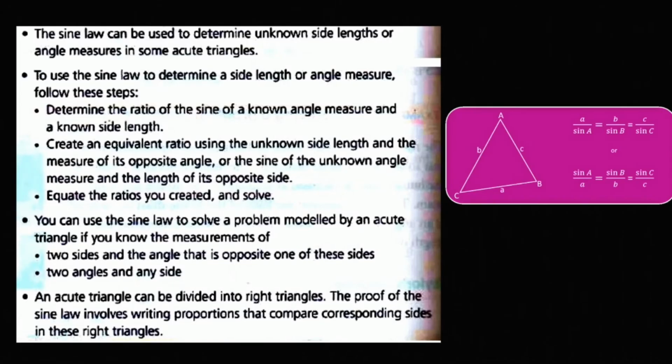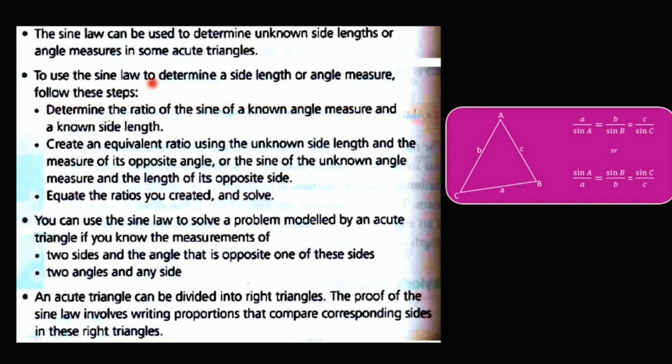Okay, let's go to the summary. The sine law can be used to determine unknown side length or angle measure in some acute triangles. So look at the sine law, A over sine A, B over sine B equals C over sine C, or upside down, sine A over A equals sine B over B equals sine C over C. So using this sine law, we can determine unknown side length A, B, C or angle in some acute triangle.